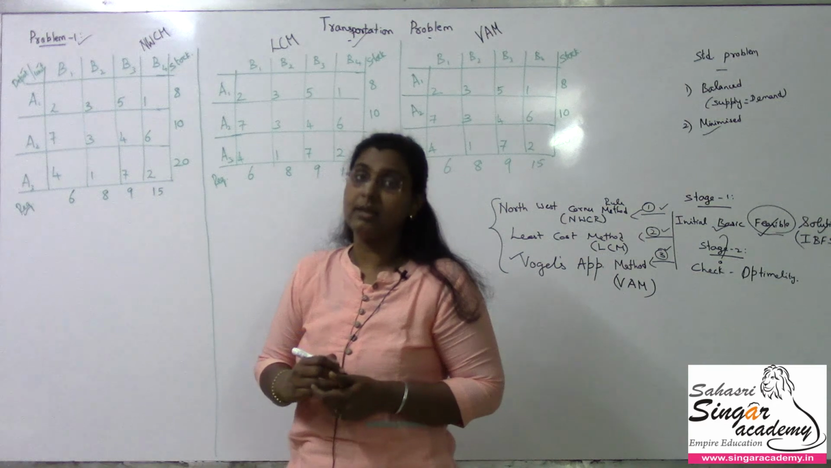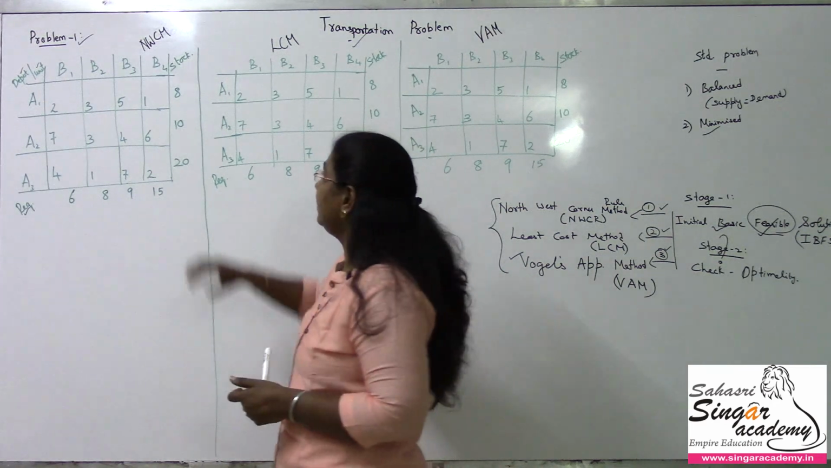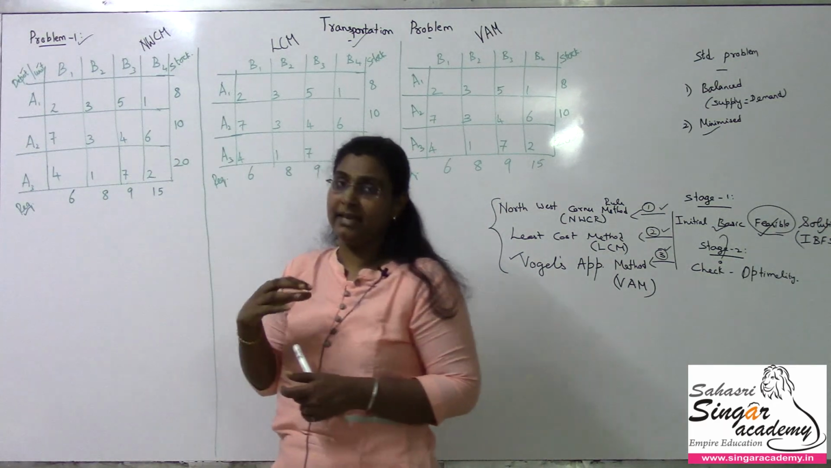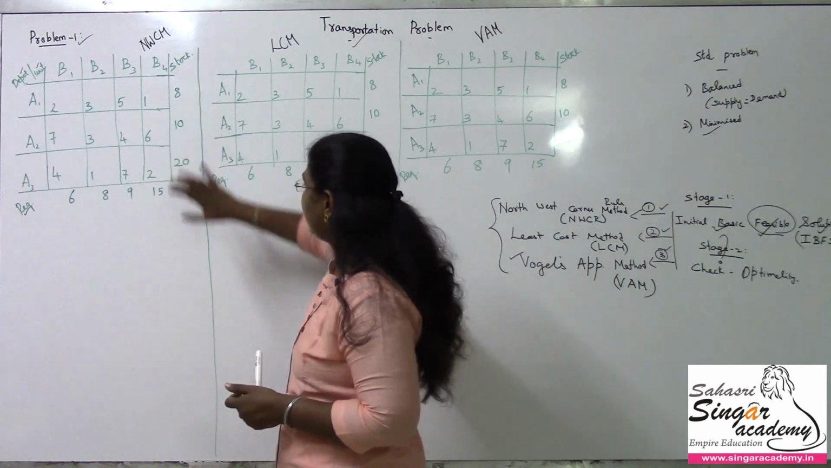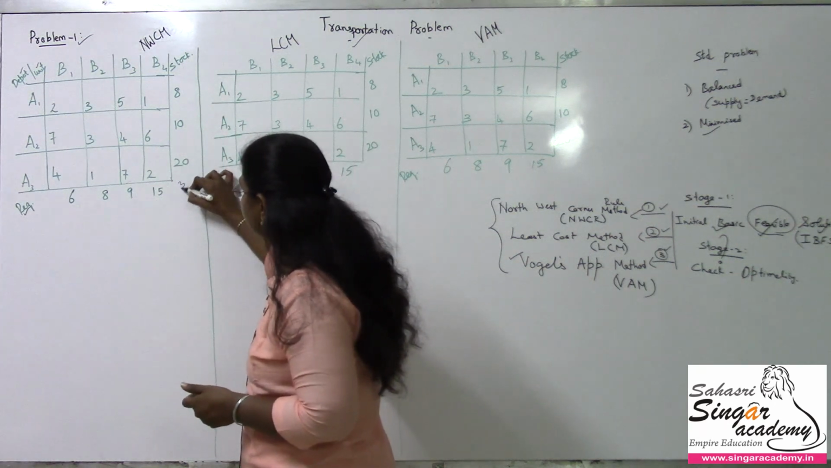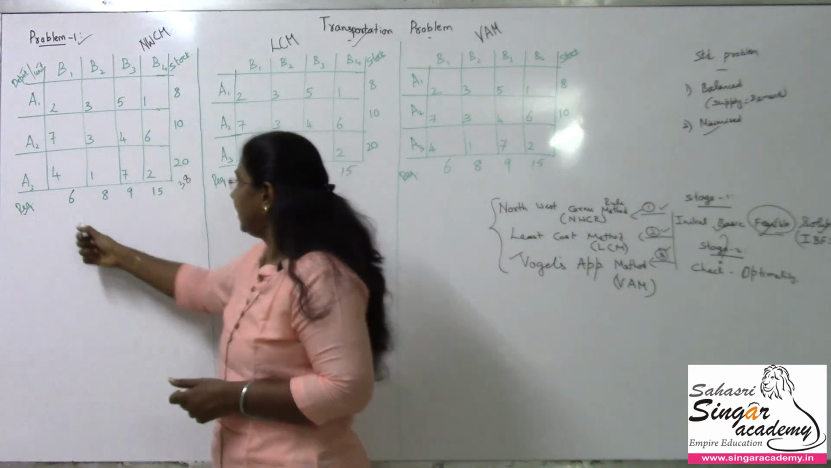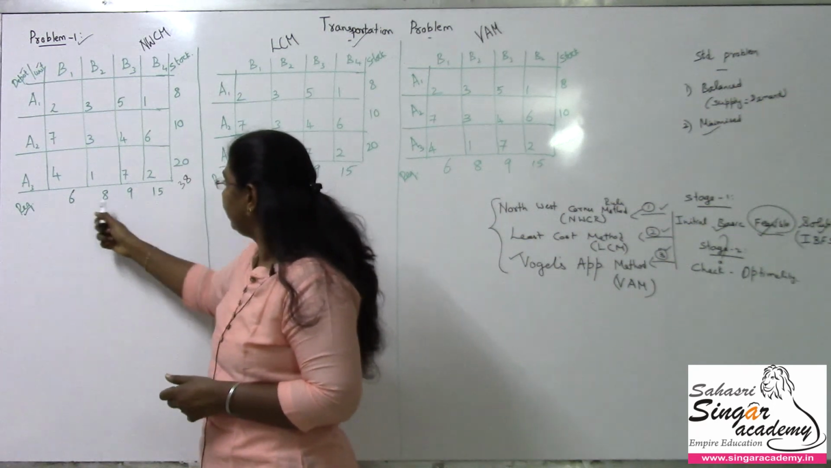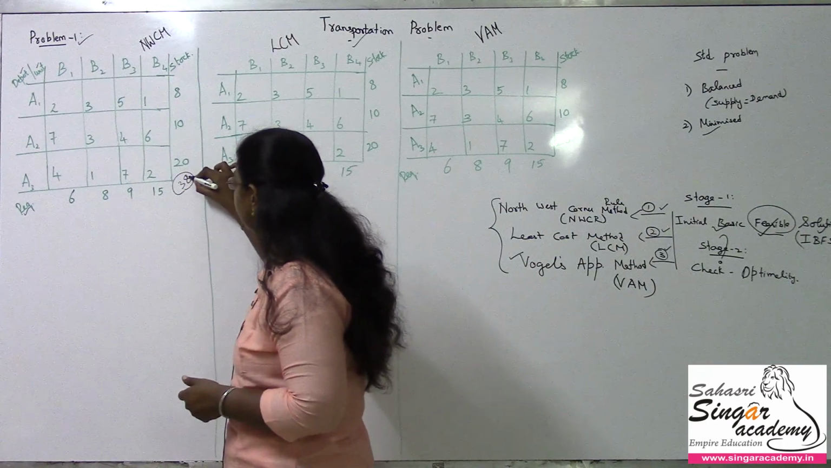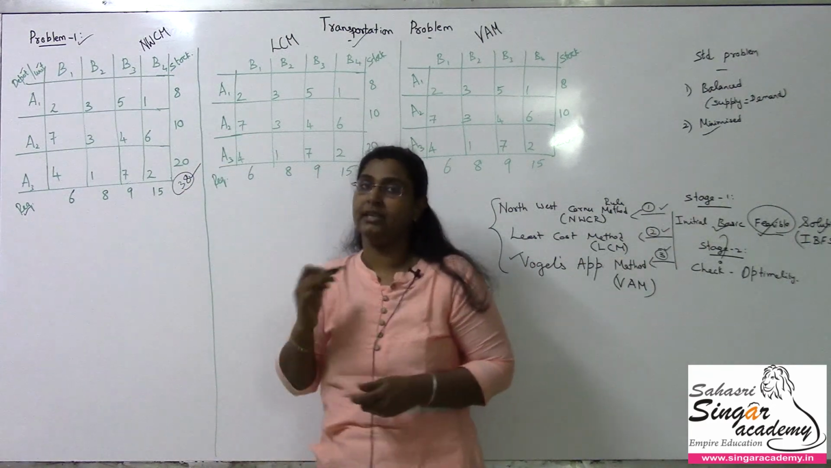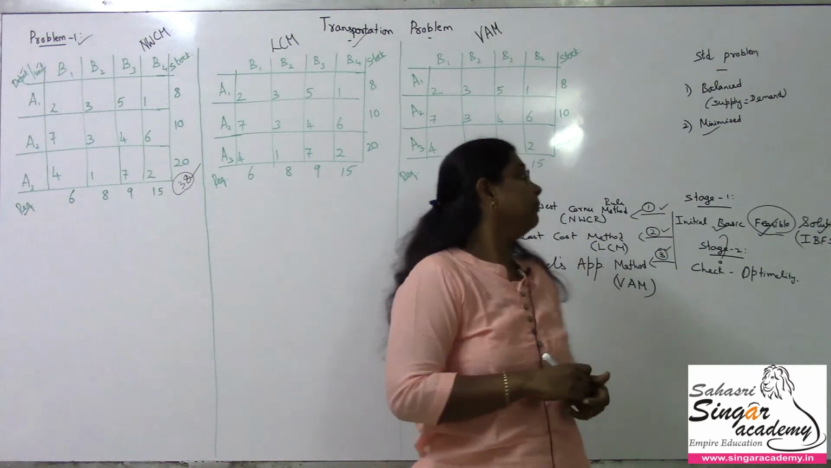To check whether this is a balanced problem, add the stock and the requirement; the supply and demand should be equal. Check one: 8, 10, 20 gives 38. Check the requirement also: 6, 8, 9, 15 gives 38. Yes, you are getting 38. It is a balanced problem. This is how you check it.